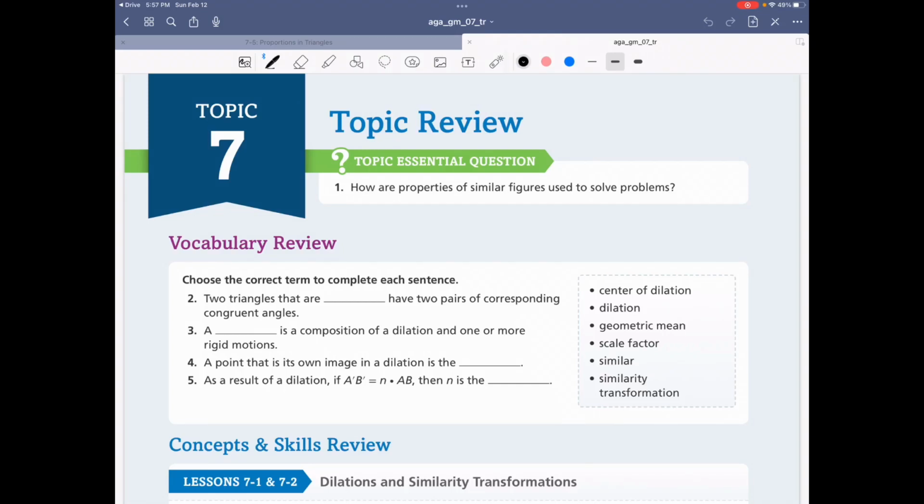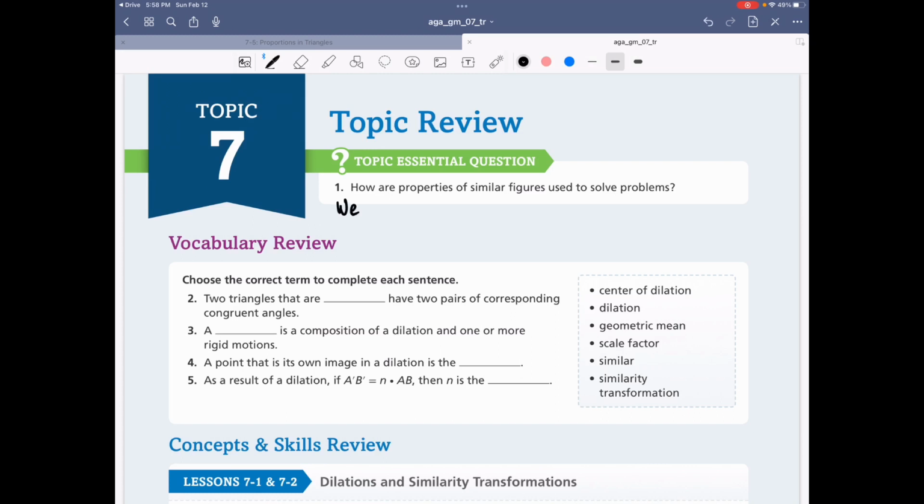Hello, geometry students. We are going to review topic 7, which is all about similarity. And the first question is asking, how are properties of similar figures used to solve problems? What we looked at in this chapter is sides and angles and proportions.